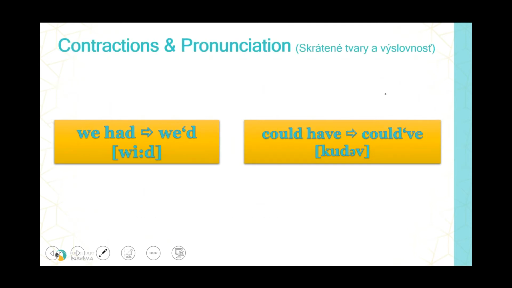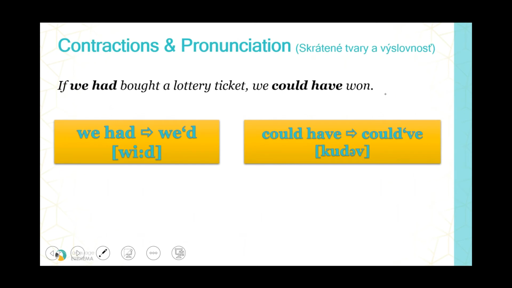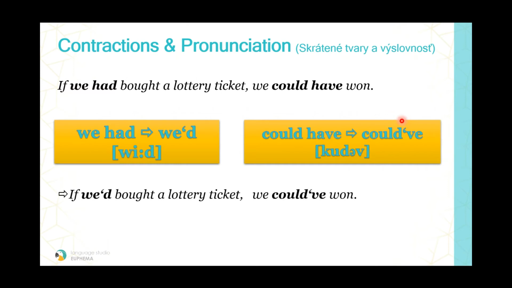And the last example of a contraction. The sentence is: if we had bought a lottery ticket, we could have won. The contraction of we had is we'd, and the contraction of could have is could've. So if we'd bought a lottery ticket, we could have won. Again, you can repeat after me. If we'd bought a lottery ticket, we could have won. Perfect.